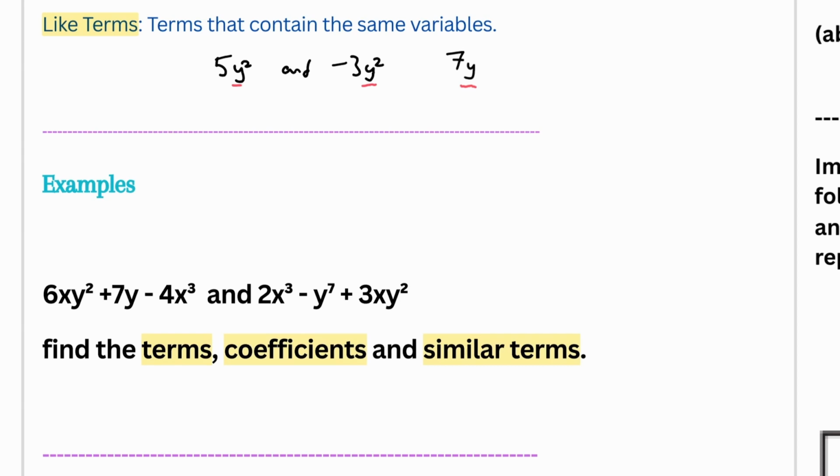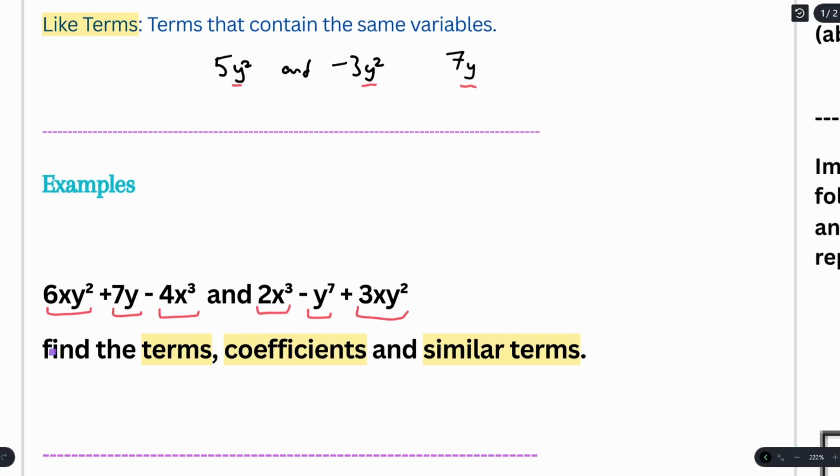Here on the left side, we have 6xy squared, which is one term, 7y, and 4x cubed is another term. Here we have 2x cubed, y to the 7, and 3xy squared. So in total, we have 6 different terms.